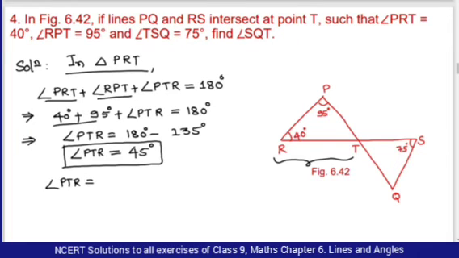and angle PTR is equal to angle QTS because both are vertically opposite angles. Vertically opposite angles. Therefore, angle QTS is also equal to 45 degrees.